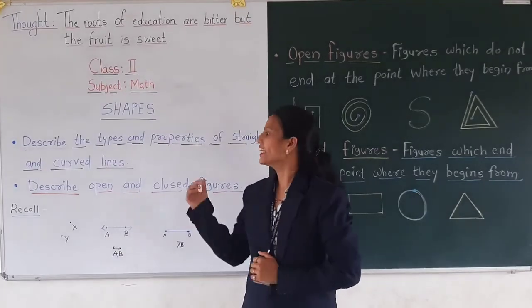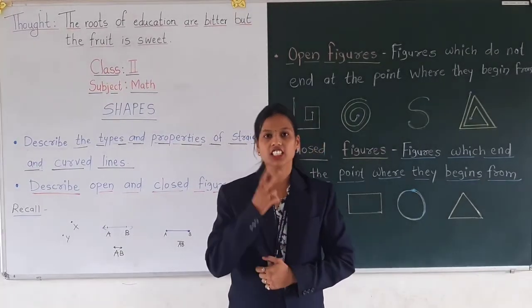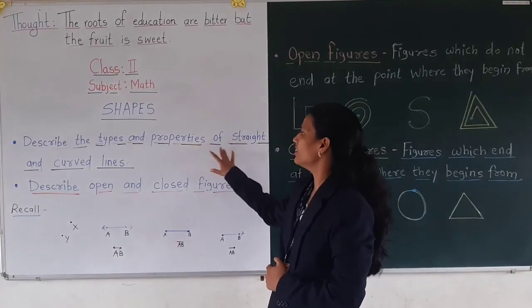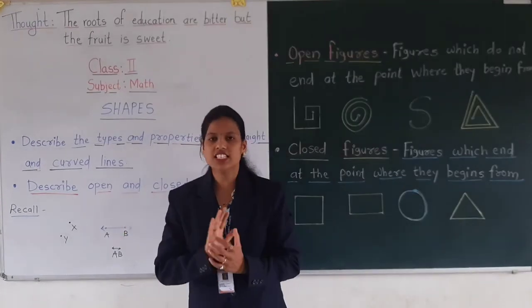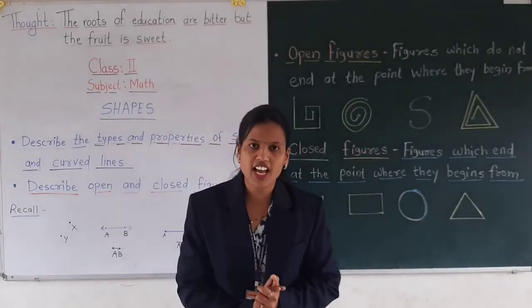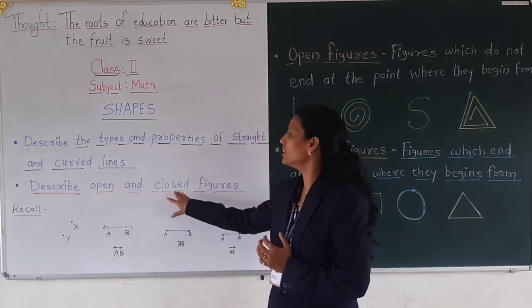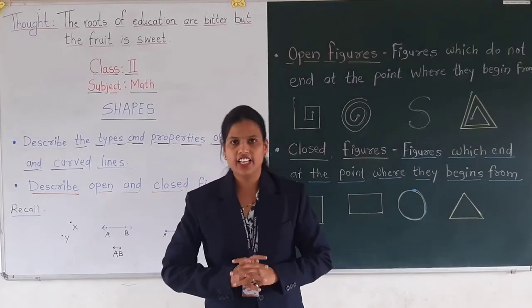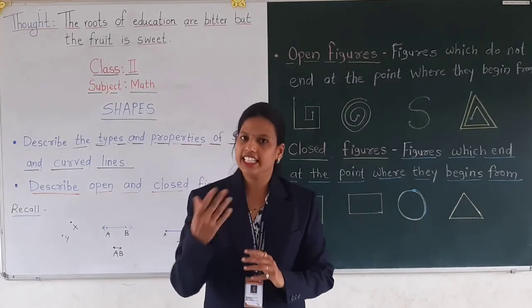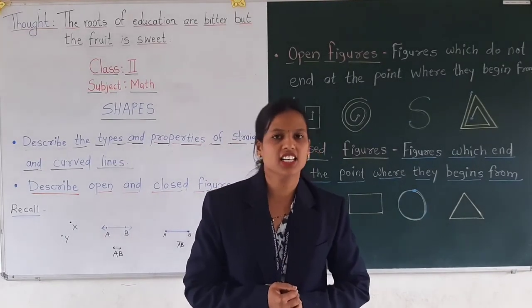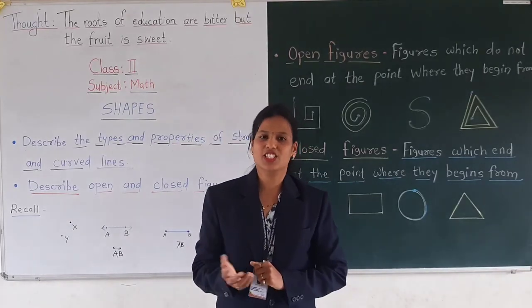So students, in this lesson we covered 2 points. The first point was about types and properties of straight lines and curved lines, and then we saw open figures and closed figures. Have you understood, students? The next point of this lesson we will discuss in the next video.